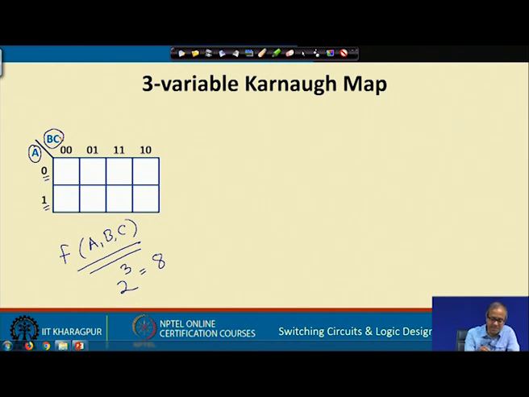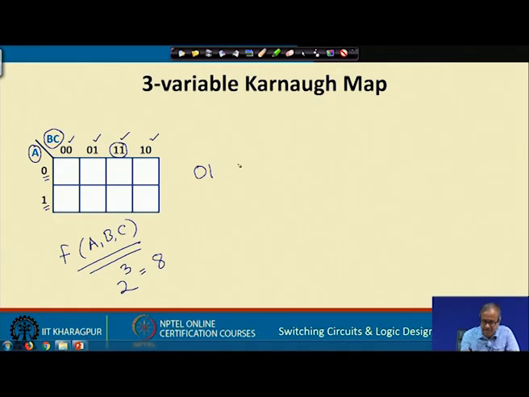Similarly, with respect to b c, you see the 4 combinations of values 0 0, 0 1, 1 0 and 1 1 are given. But the point to note is that we have not written these values in the binary order 0 0, 0 1, 1 0, 1 1; rather we have written 1 1 first and then 1 0. So, why have we done this? Because we have to ensure, as I had said, that 2 adjacent minterms must differ in one variable only.